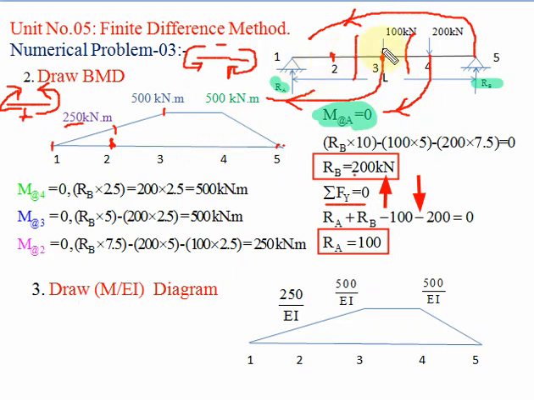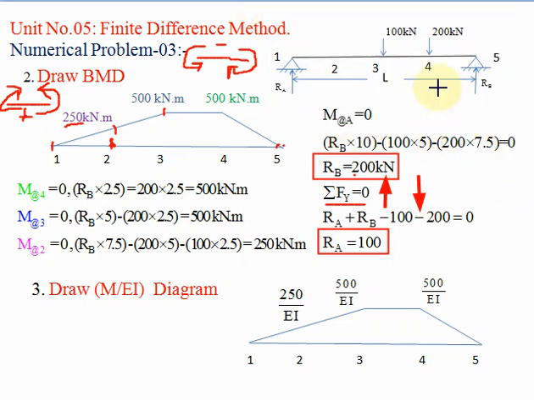Once again I will tell you. First we'll find the value of bending moment at node 2. On the left hand side, bending moment is the summation of moment on either the left or right, and we are considering the left hand side. This force is acting like this, so the nature will be positive. Ra is 100 multiplied by the distance 2.5, so the value is 250 at node 2.